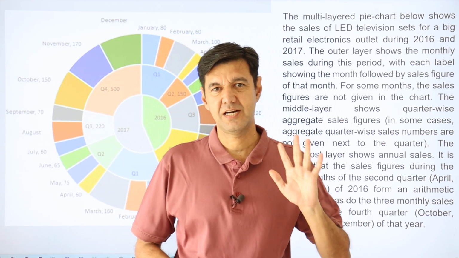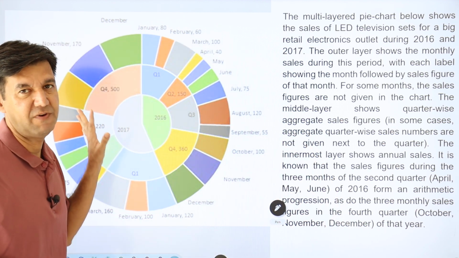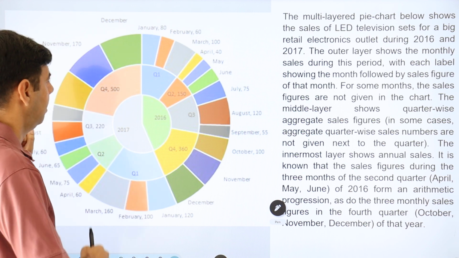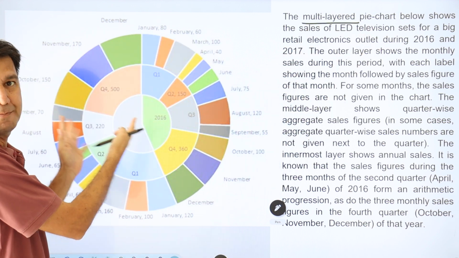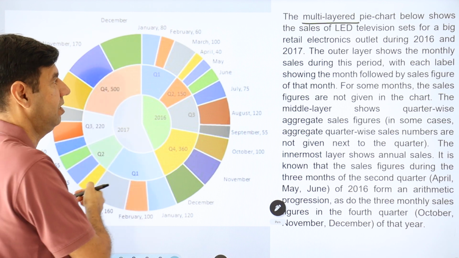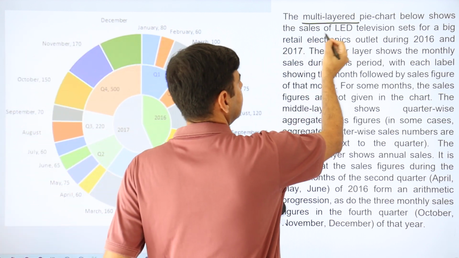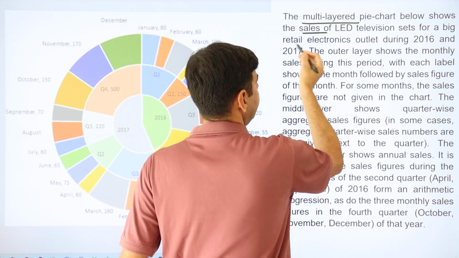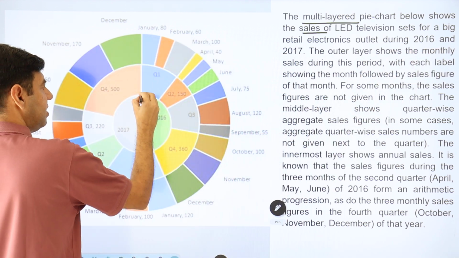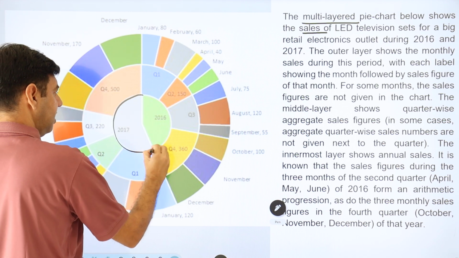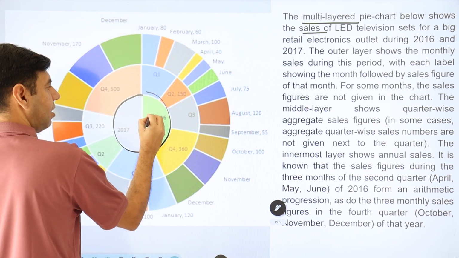As most pie charts go, this too is a very easy set. Though there's a little multi-layered pie chart, it does not really pose any problem to us. The layers are showing sales of LED TV during 16 and 17. If you look at it, you will see that the innermost layer is divided in 2016.